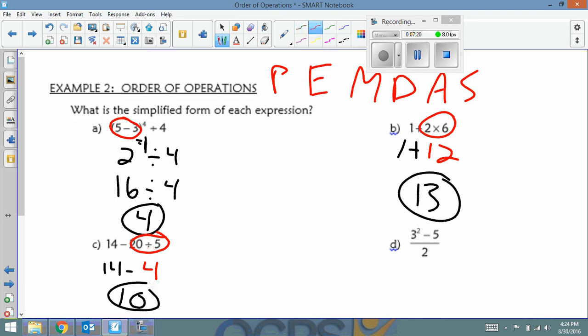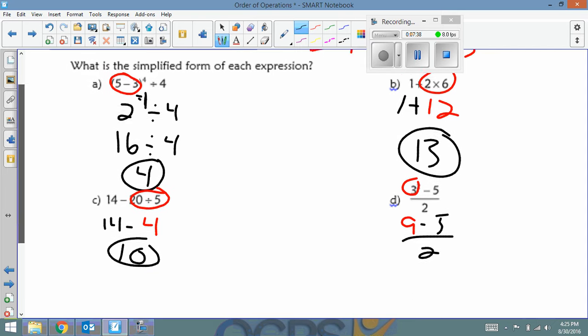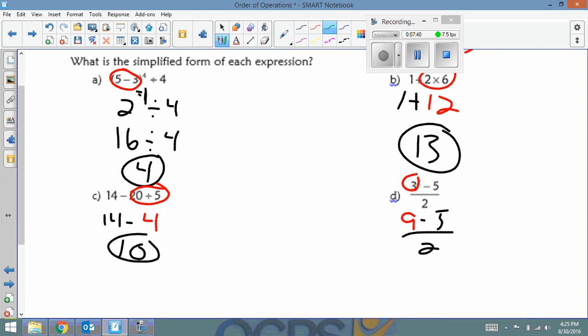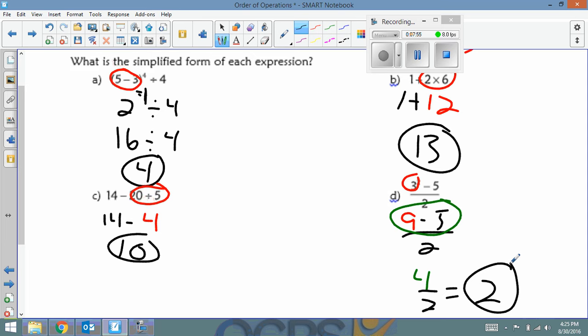And then for letter D, it's a little bit weird because we have that fraction. But we don't have any parentheses, but we do have an exponent, so we're going to do that first. So 3 times 3 gives us 9. Okay? And then this is a little odd because when you have a fraction, we want to simplify that first. So we want to get that as small as it can go. So 9 minus 5 is 4. And then 4 divided by 2 is 2. So our final answer here would be 2.